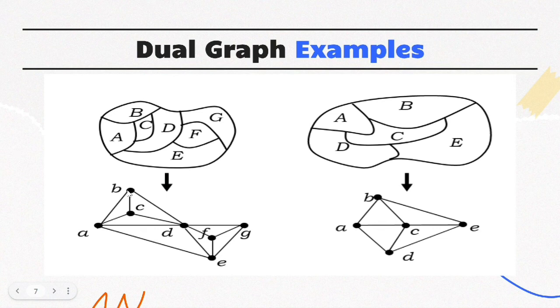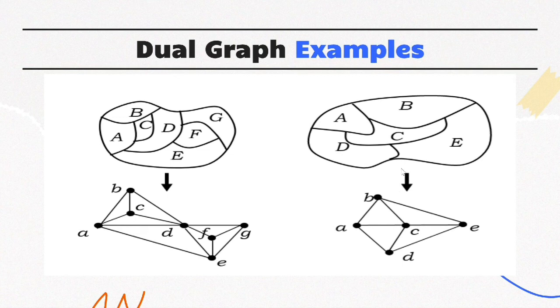As you can see, class, B connects to A since they are adjacent, as well as B to C and C to A. So these would be the edges. I hope I can make this clear, class.